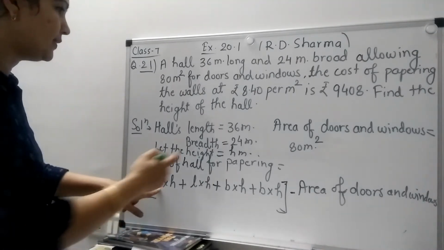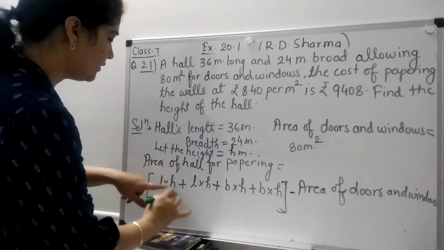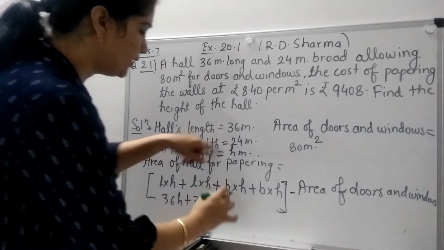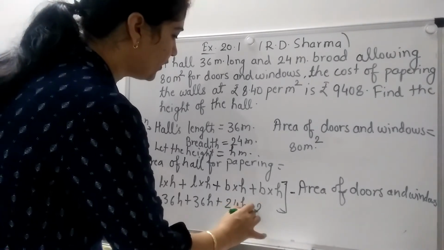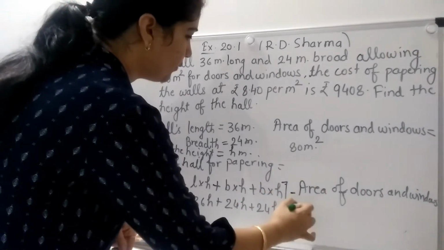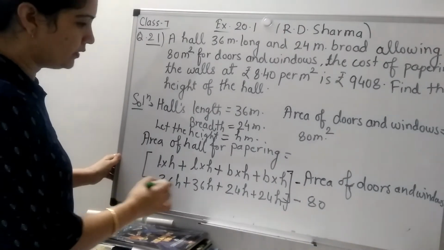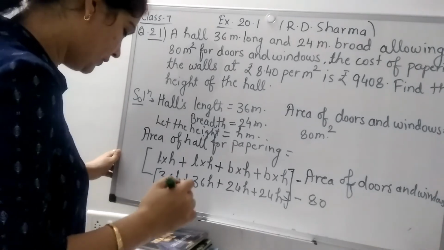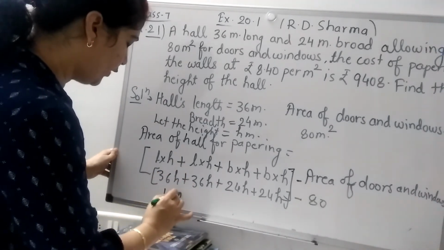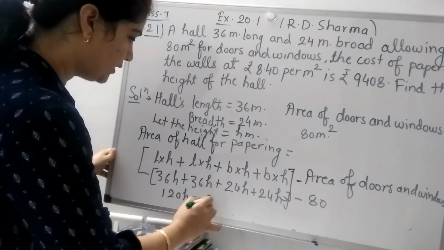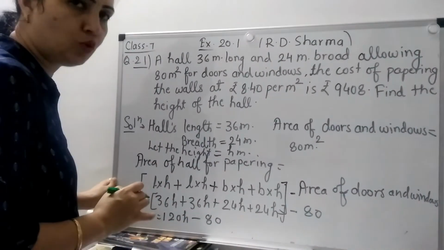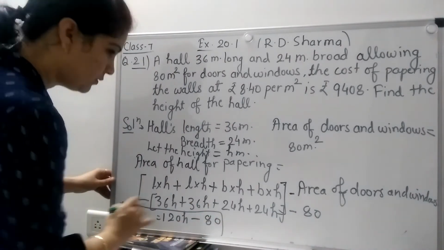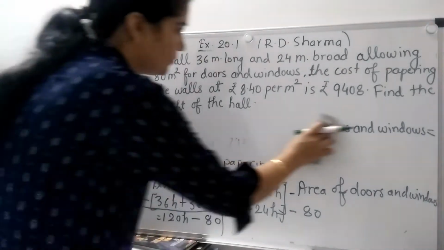Okay. So here length is given, length is 36 and this is h, because we don't know. Again 36 h plus breadth is given 24 h plus 24 h minus it is given 80. So here, when you will add these all, 36 plus 36 plus 24 plus 24 h, you will get 120 h minus 80. So this will be the area that we have to use for papering. Okay. So this we will use it further.